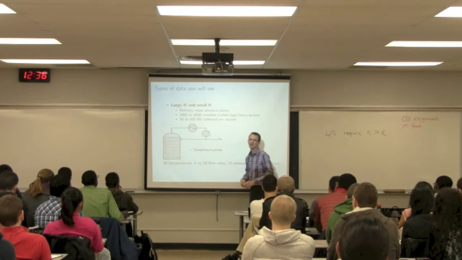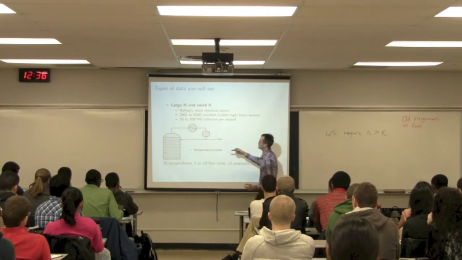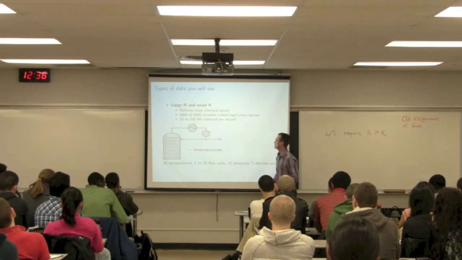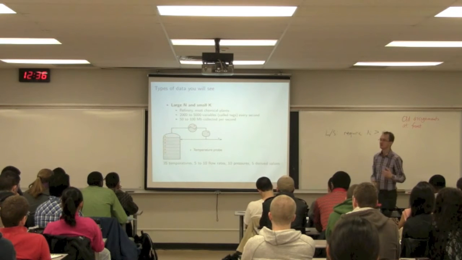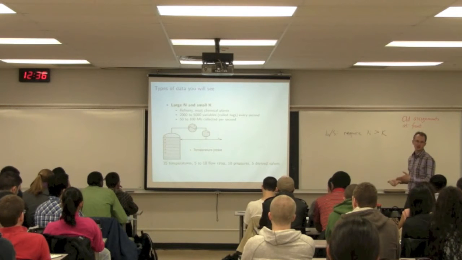Small k here might be 2,000, 3,000 columns, but your number of rows is tremendously large. About one data point per second is often required in chemical companies. It's typical that they acquire about a gigabyte of data per minute. So these are requiring a vast quantity of data, and they never actually look at it.